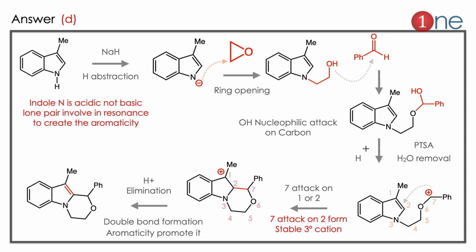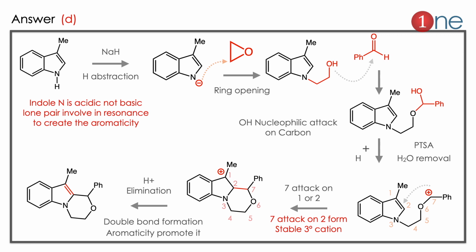Here again we are using PTSA, which is para-toluenesulfonic acid, where the water is removed as the acid. The water is removed, then the attack will happen. Here there are two possibilities, attack by 1 or 2. But 7 attacks 2, not 1, because only the 2 attack creates the stable cation, which is tertiary. So 2-7 bond formation occurs.